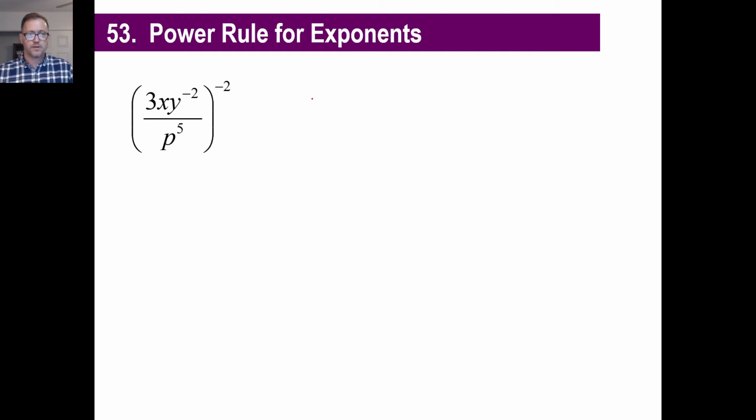Okay, so let's do the top first. 3 to the negative 2. I'll call that a 1. 1 times negative 2, negative 2. And the y, negative 2 times negative 2, 4. Okay, done.